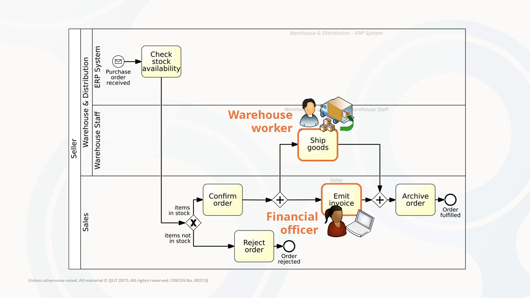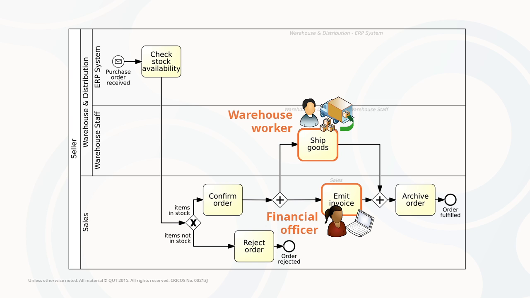So in this case, the warehouse worker will themselves receive a notification from the BPM system that they have to take a few products from the warehouse shelves, and then once they are done, they will notify the BPM system that the loading of the truck has been completed. So the goods can be shipped.